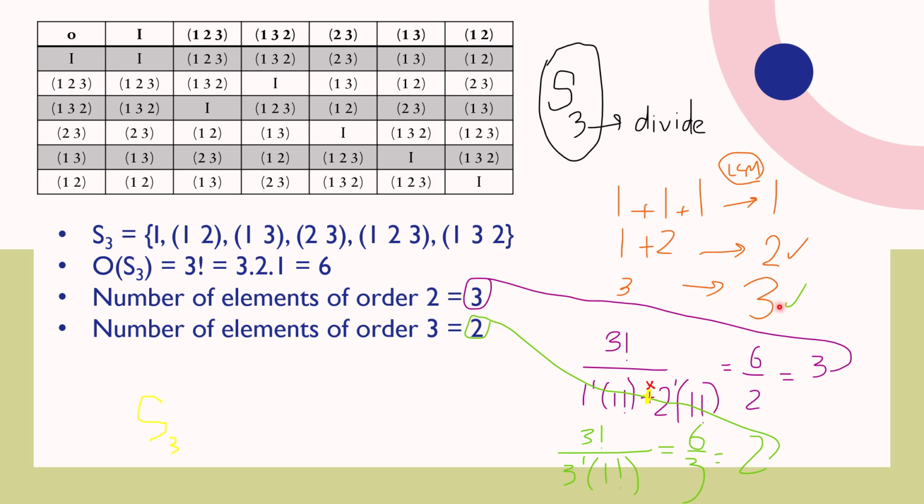So the number of elements of order 3 will come from this equation, which is 3 itself, right? First you take 3 factorial divided by 3 came 1 time, so 3 raised to 1, 1 factorial, which is equal to 6 by 3, which is equal to 2. So you get the number of elements of order 3 is 2, which is evident here. How many elements are there of order 3? 2 elements, right? So that's how you find.